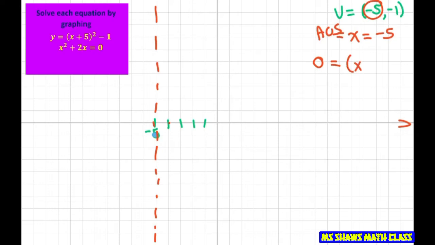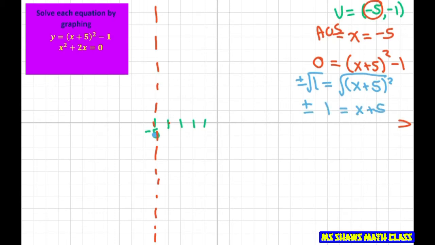And you have x plus 5 squared minus 1. Add 1 to both sides of the equation. Take the square root of both sides. So that's going to be plus or minus 1 equals x plus 5. And then subtract 5 from both sides. You get plus or minus 1 minus 5 equals x.